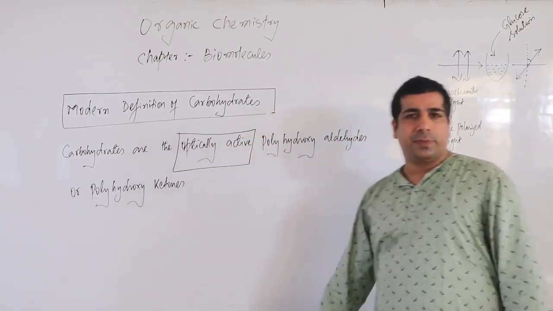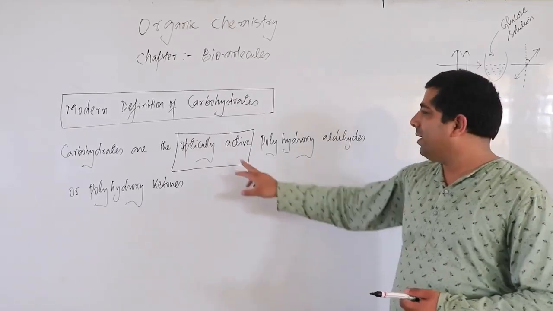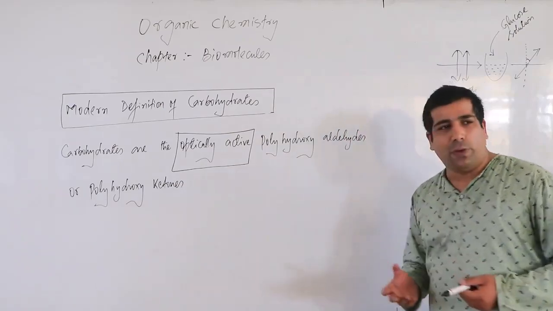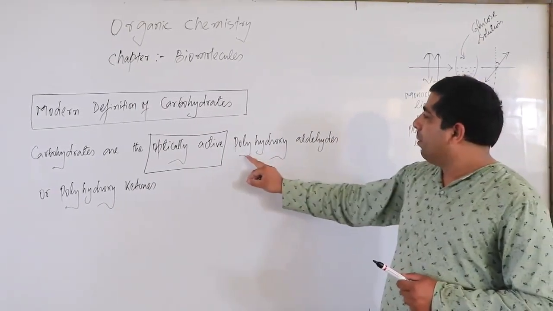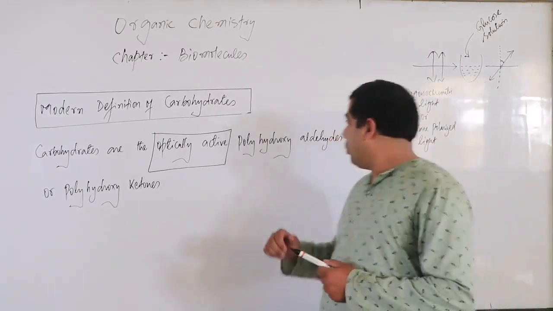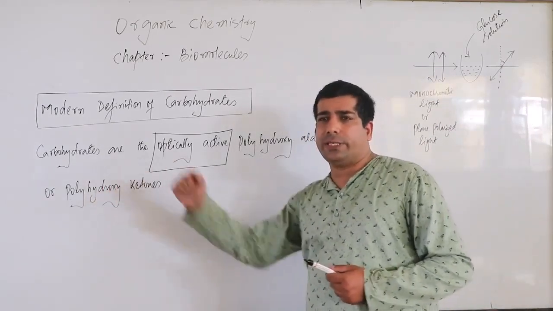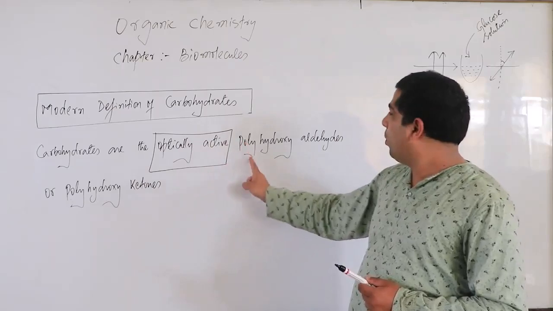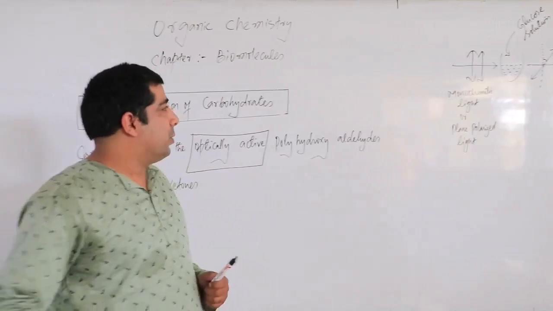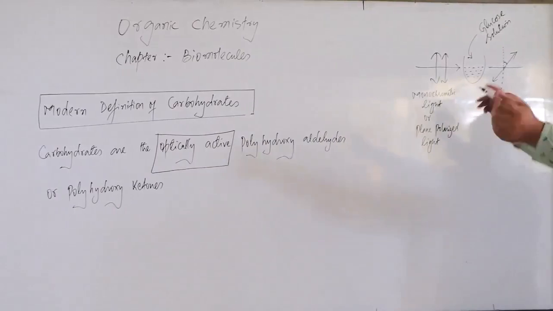So my dear friends, first of all I would like to explain what this optically active means. We will be discussing optical activity later in this chapter, but here I will give you the very crispy definition of optical activity. Poly actually means many, so we have here polyhydroxy aldehydes and polyhydroxy ketones. So carbohydrates are optically active polyhydroxy aldehydes or polyhydroxy ketones. Let us first understand what we mean by optical activity.